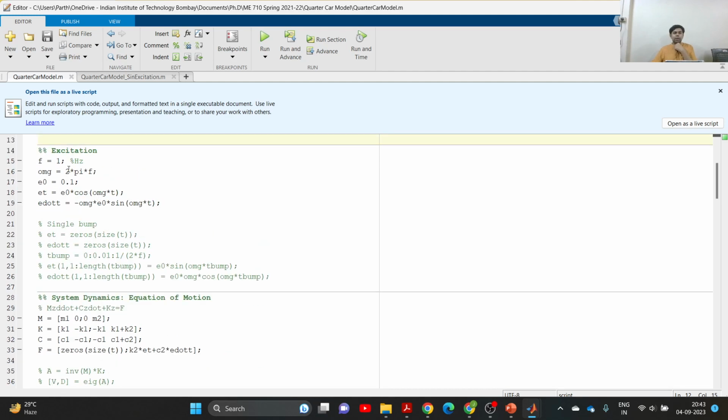So we give an excitation of frequency approximately 1 hertz with an amplitude of 0.1 meters, which is approximately 10 centimeters. So it's near about the same order of magnitude as a speed breaker that a car would encounter. Let us say the road profile is such that it's like a sinusoidal road which has multiple such speed breakers, one after the other, and the profile is approximately sinusoidal.